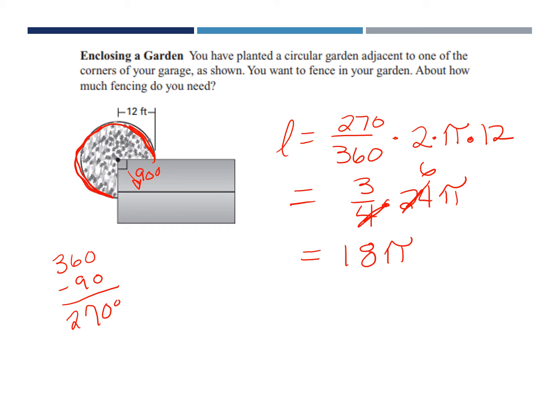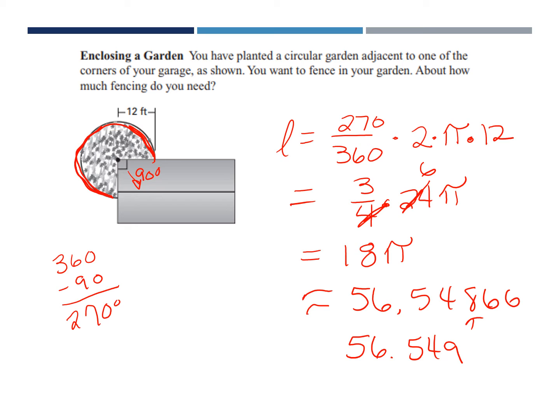Now this is a real world example, so we're going to want to change that 18 pi to a decimal equivalent, so that our length is approximately 56.54866. I've said to round to 3 decimal places, so this will bump it up. So 56 and 549 thousandths.